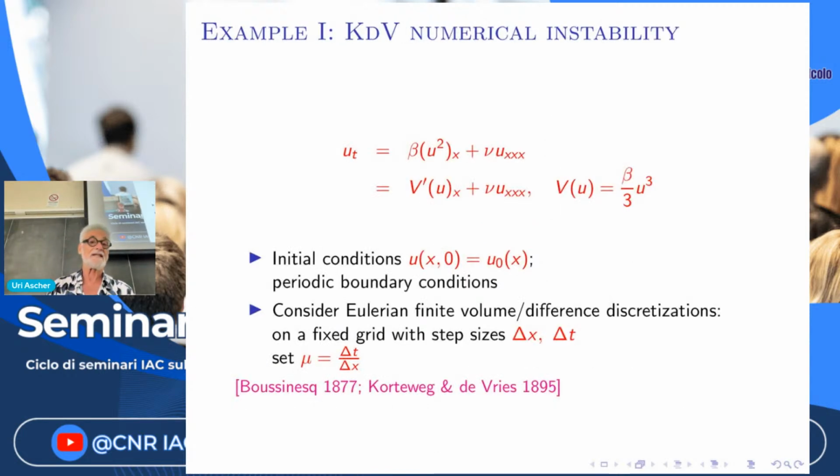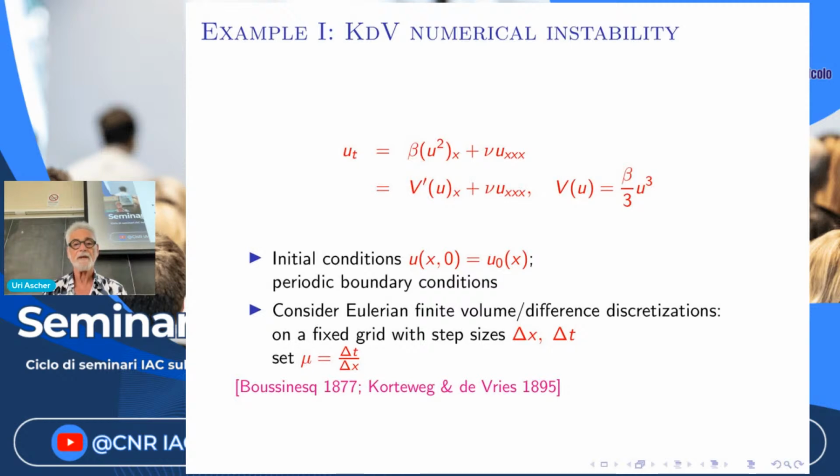So here's a classical example, the KdV equation. This is partial u partial t equal to coefficient beta times 2u times partial u partial x, the nonlinear part, plus another coefficient nu times the third derivative in space x.